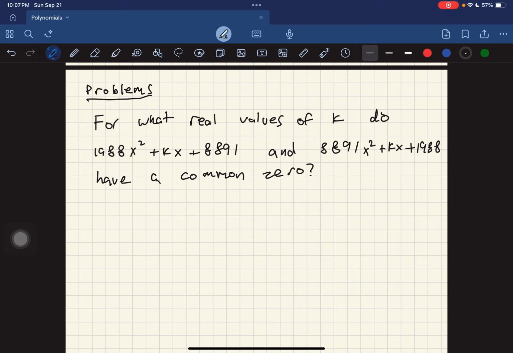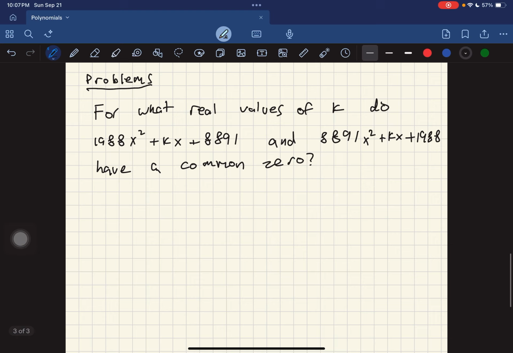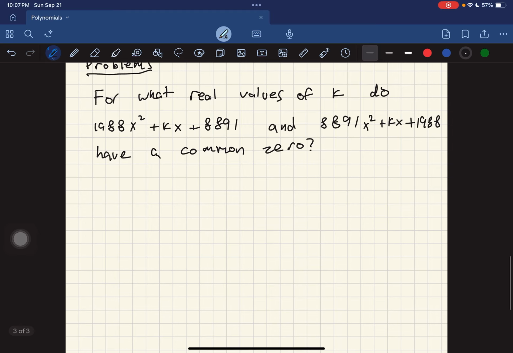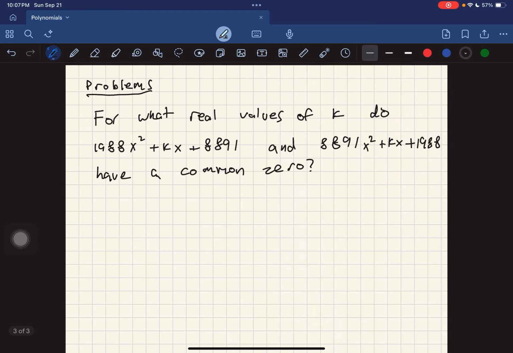For what real values of k do the following two polynomials have a common zero, or root, or solution? So the first thing that we want to notice is that it is impossible for both to have the same two roots, because then they would be the same polynomial, only differing by a scale factor. So they can only have at most one root in common. There are two main ways to solve this, and I'm going to outline one of them and go into detail on the other solution.